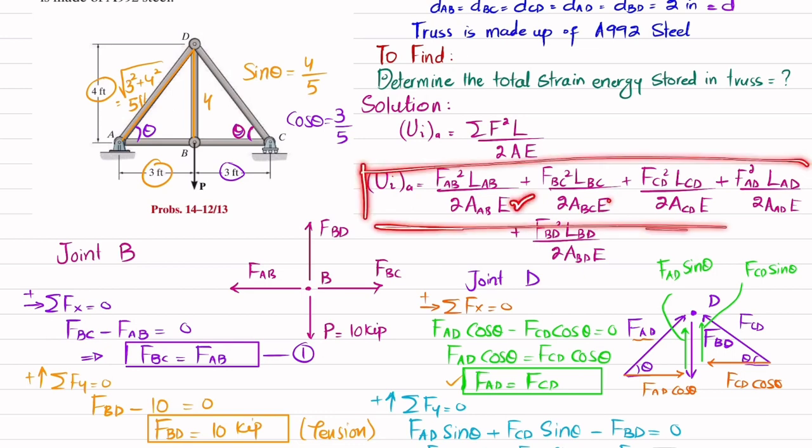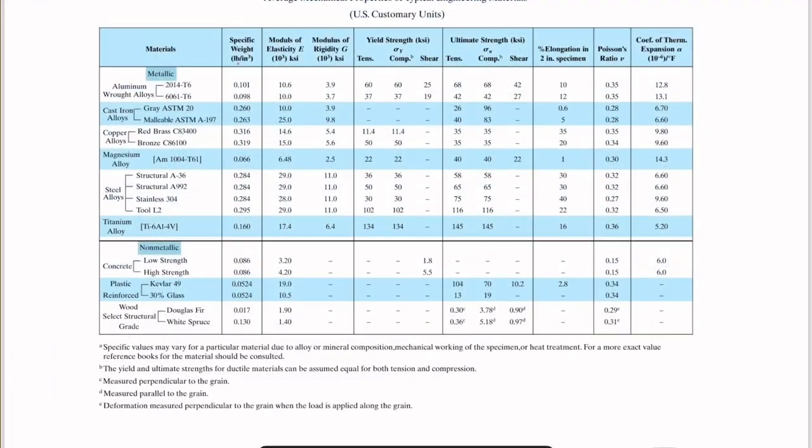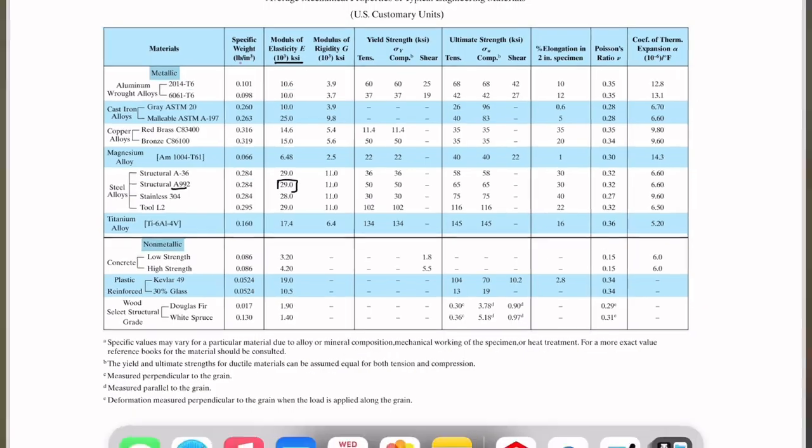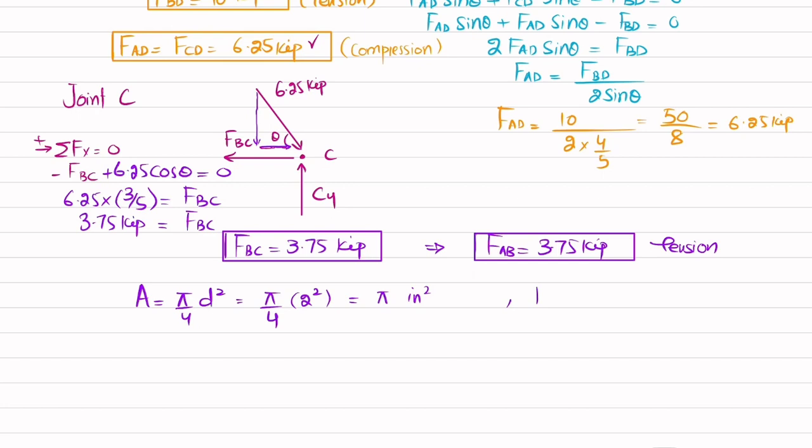We will need E, modulus of elasticity of A992. So for that we will go to the property table of the book. You can see this is the property table, and for A992, E is 29 into 10 raised to power 3 KSI. So we will note down it as well. E is equal to 29 into 10 raised to power 3 KSI.